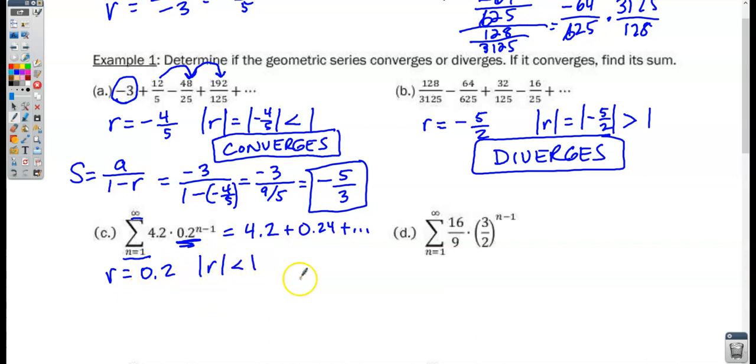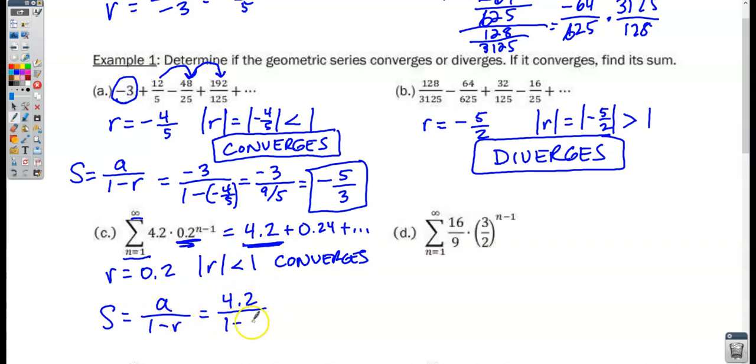Absolute value of r is less than 1, which tells us that this converges. And now the sum is equal to a over 1 minus r. The first term was 4.2, and the r value is 0.2. So this ends up being 4.2 over 0.8, which is 42 over 8, which is 21 over 4 as our sum. Or if you wanted to write it as a decimal, 5.25.